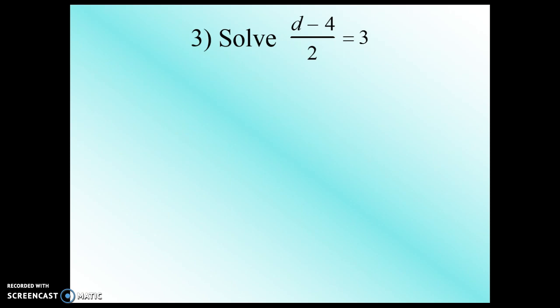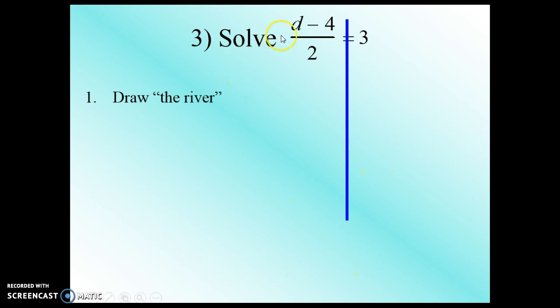So next we come to d minus 4 divided by 2, or over 2, equals 3. Our first step is to draw the river. Now, we're looking at something a little bit different. We work with fractions, but now they're giving us a fraction statement. I mean, we have d minus 4 over 2.